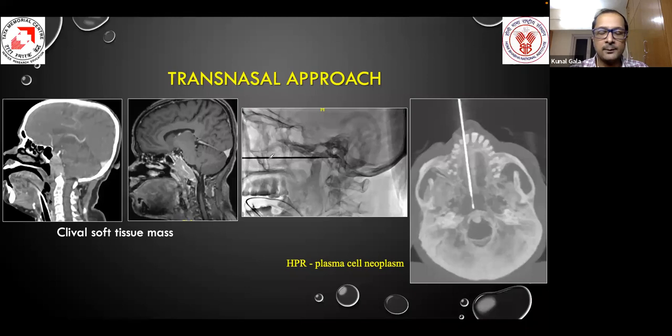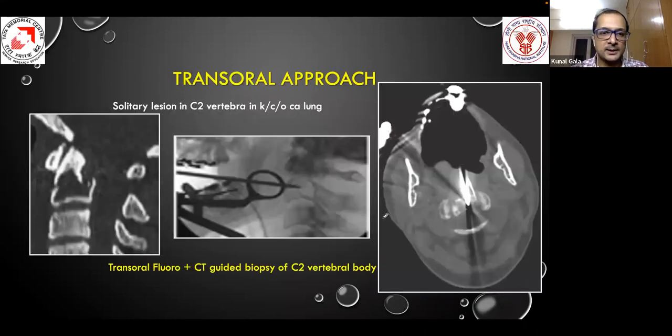So either with the help of CT scan or with the help of CT along with fluoroscopy, we can do a biopsy, and this turned out to be a plasma cell neoplasm. So another lytic lesion for a C2 biopsy. C2 biopsies are supposed to be the most difficult area because one needs to have a GA and then go in via a transoral approach and do a biopsy.